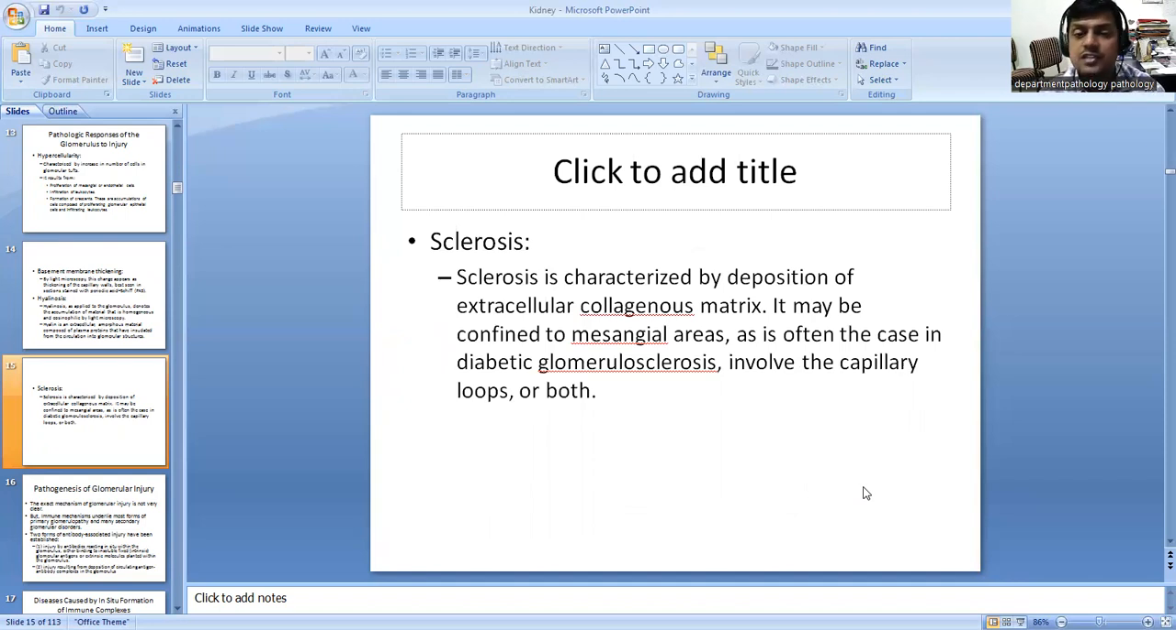Sclerosis is characterized by deposition of extracellular collagenous matrix. It may be confined to mesangial areas, as is often the case in diabetic glomerulosclerosis, in all the capillary loops, or both.